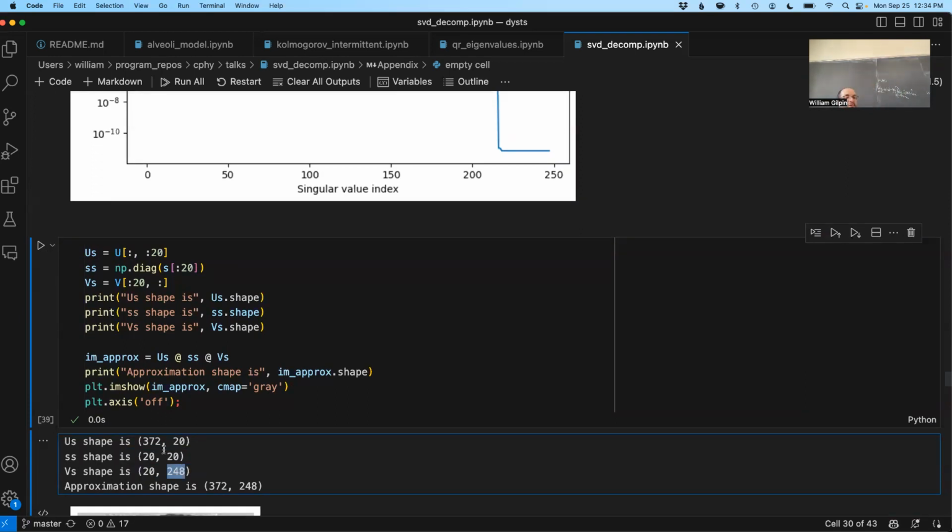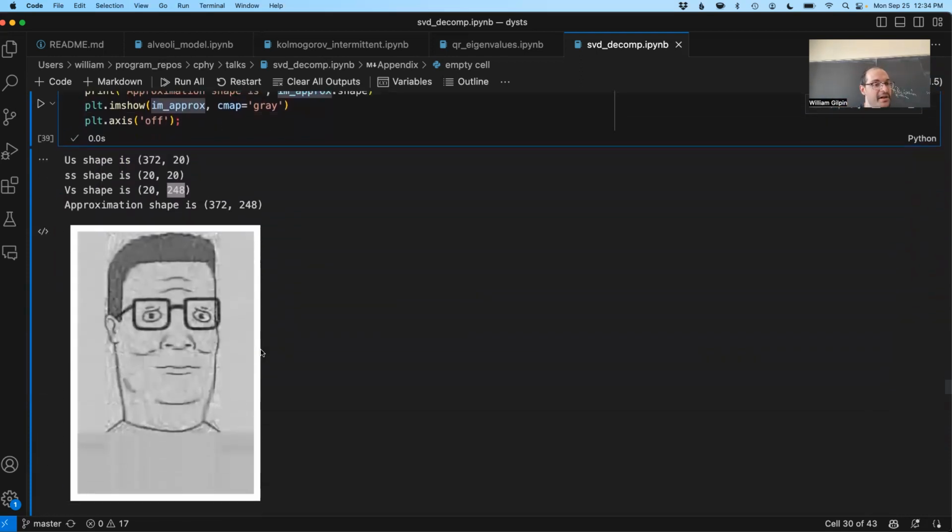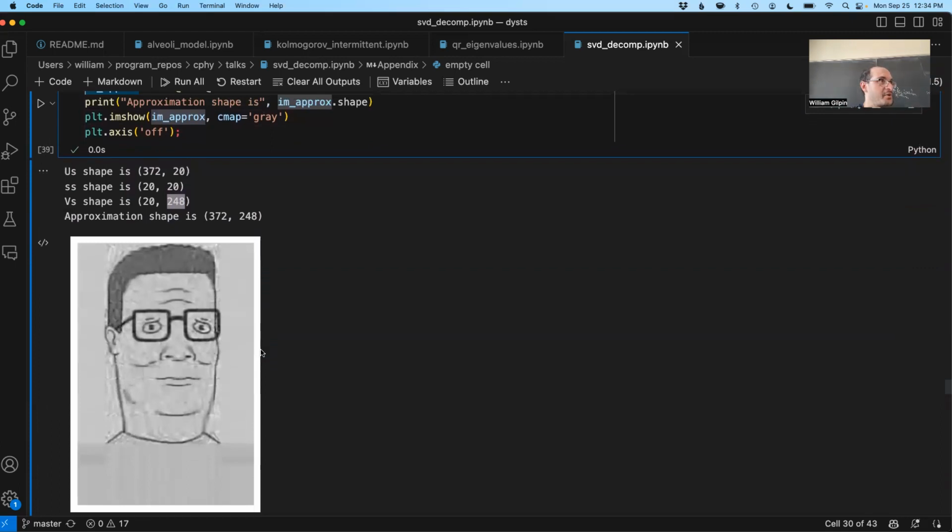And if you multiply these three, you can see why this happens: if U has an outer size of 372, all the 20s get contracted over, and then I should get 372 by 248 back. So everything contracts out where I truncated. If I want to approximate my image using these truncated things, I just have to multiply them together. And when I do that, I can actually get a kind of low fidelity reconstruction of my image.